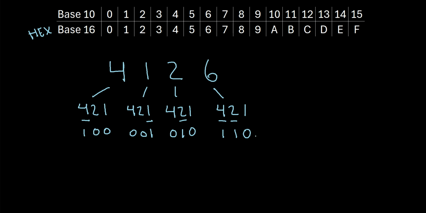So the next step is we want to form groups of 4 starting from the right. So we'll say, here's a group of 4. Here's a group of 4. And here's our last group of 4.